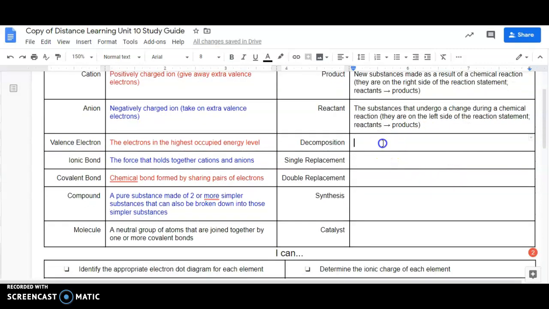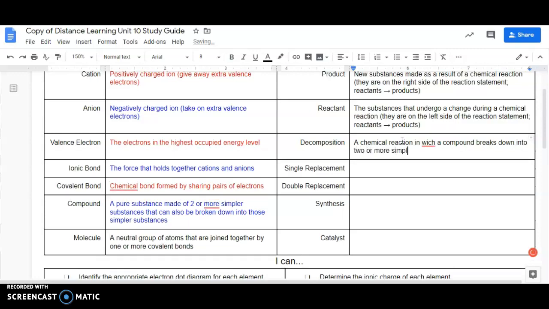Now for types of chemical reactions, we have decomposition. That's our first one, decomp. This is a chemical reaction in which a compound breaks down into two or more simpler substances.